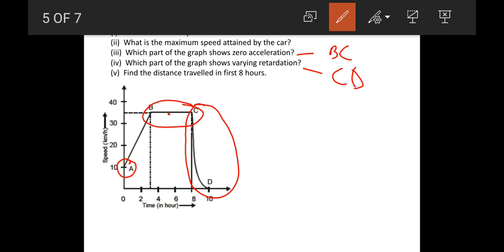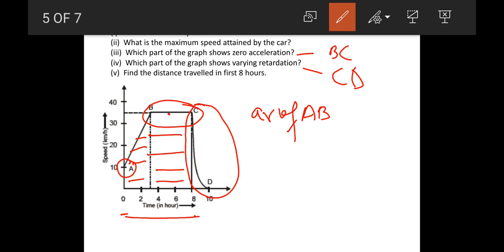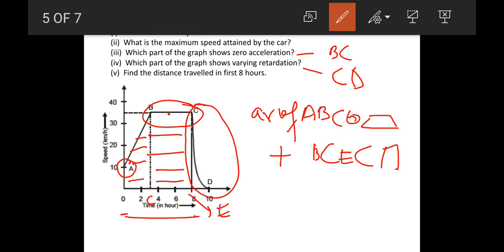And find the distance traveled in the first 8 hours. Starting from 0 up to 8, you have to find the distance covered, which is nothing but the area of this trapezium plus the area of this rectangle. So you have to find the area of AB, let's name this as C. So CO, this is your trapezium, plus the area of the rectangle. The rectangle is BC, and let's name this as E. So EC. This is your trapezium and this is your rectangle.